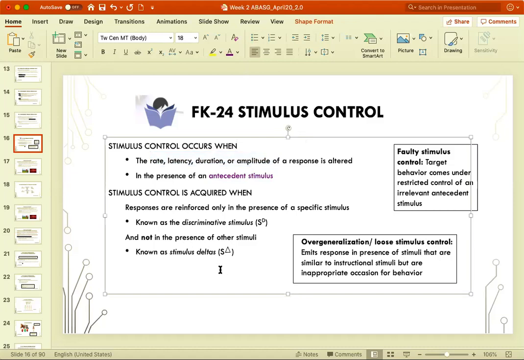It's acquired when responses are reinforced only in the presence of a stimulus class. And that is known as the discriminative stimulus, or your SD, and not in the presence of other stimuli or your S deltas. So stimulus control is all about SDs and S deltas, and we'll give some examples in a moment. Faulty stimulus control, target behavior comes under the restricted control of an irrelevant stimulus class.